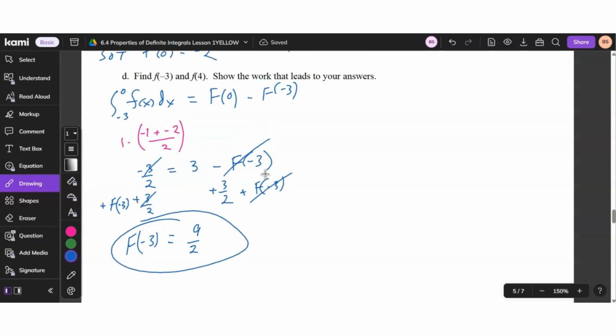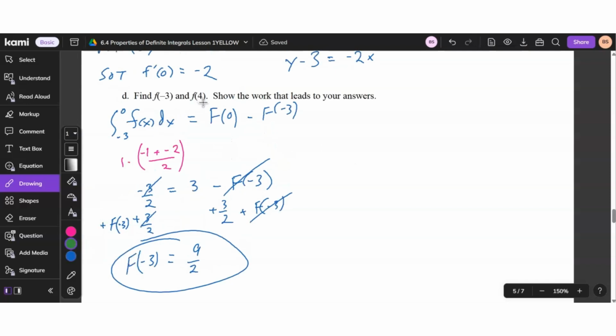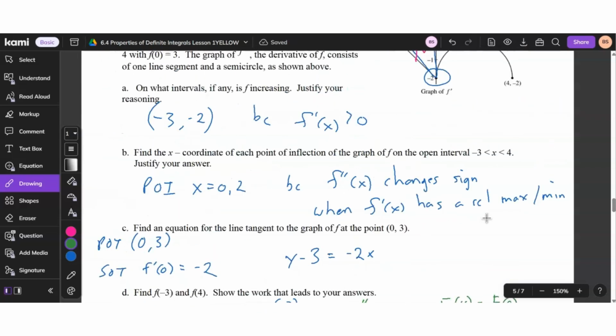All right, now we need to find the other one. So here we need to find f of 4. Now, we could use the one that we just found, -3. That makes it a lot bigger, a lot more unwieldy. Also, always better to use the stuff that was given to us. So better to use the integral from 0 to 4 of f(x) dx, which is going to be equal to f of 4 minus f of 0. And again, this one we can find, this one was given to us. So let's start by finding this from 0 to 4.